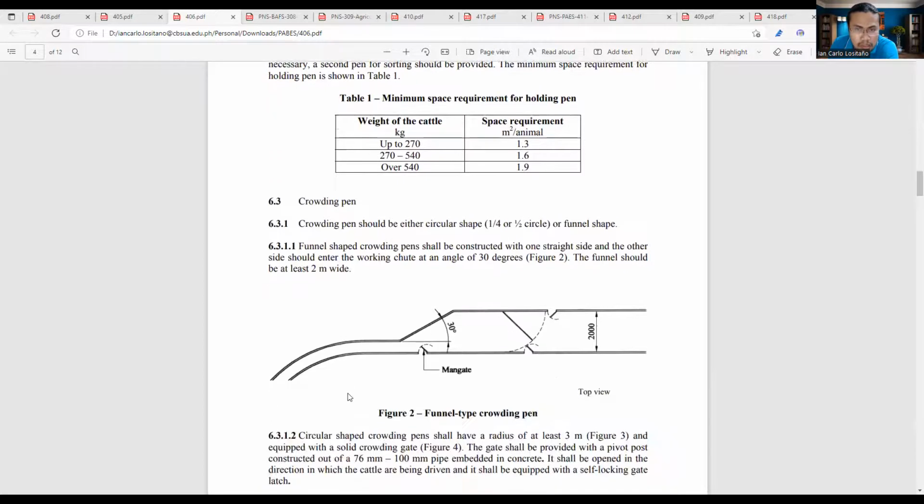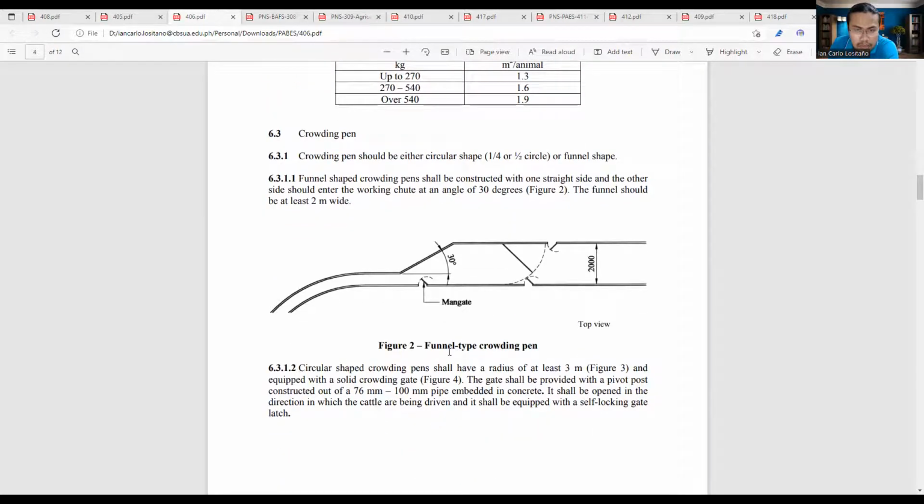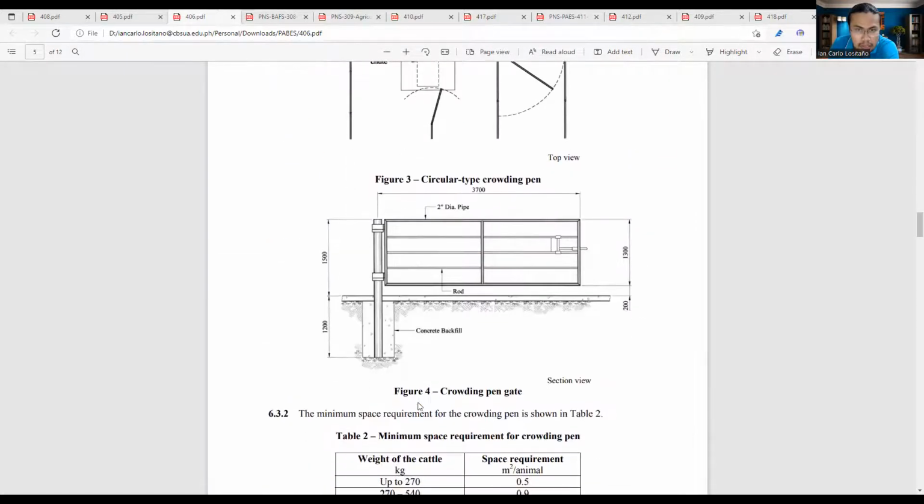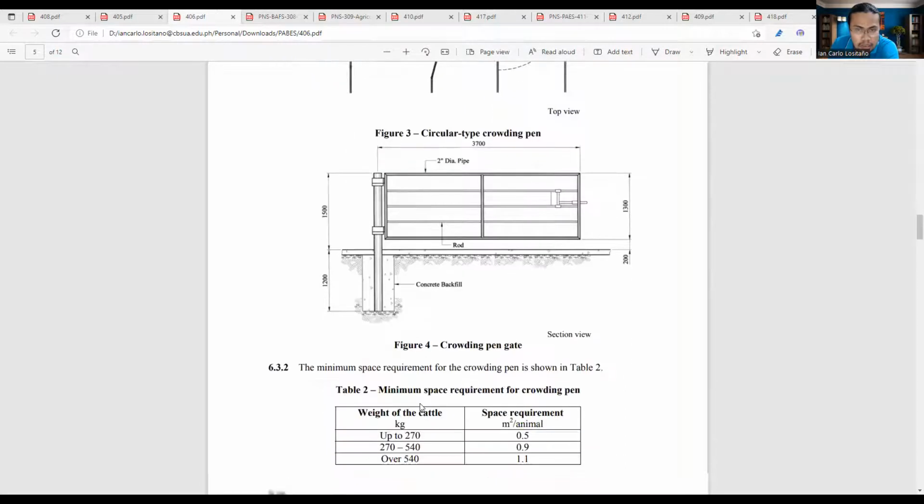The crowding pen, okay, this is as shown. This is a funnel type crowding pen. It shall have a radius of at least 3 meters, okay, and be equipped with a solid crowding gate. Okay, this is a crowding gate.